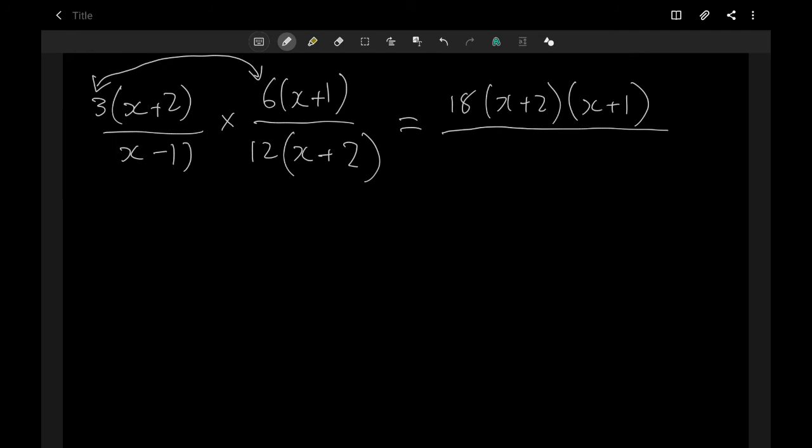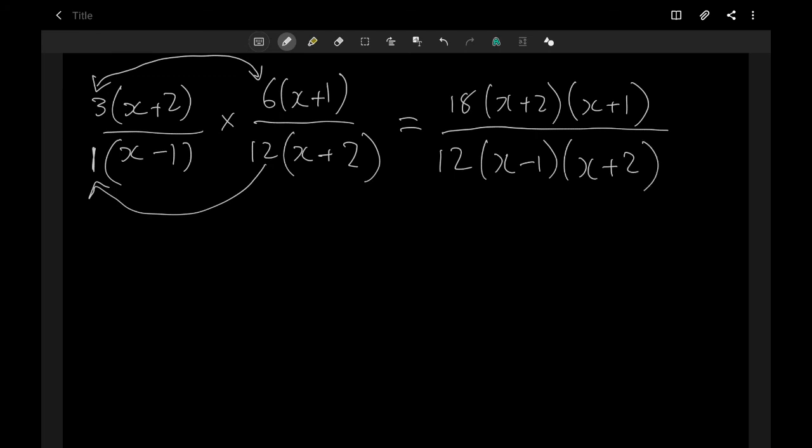So we're going to make it easier for us and put brackets for the x minus 1. So we know that 12 times, and this is a 1 here. So when there's nothing there, we put a 1. You can put a 1 if you want, just to make it easy. So we know that 12 times 1 is 12. And then you have x minus 1, x plus 2.